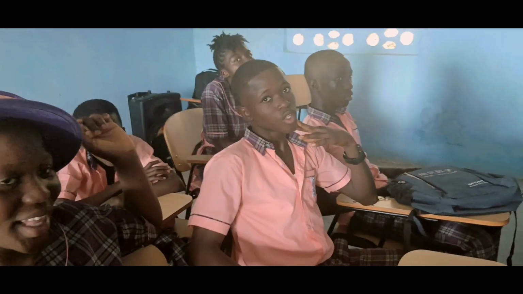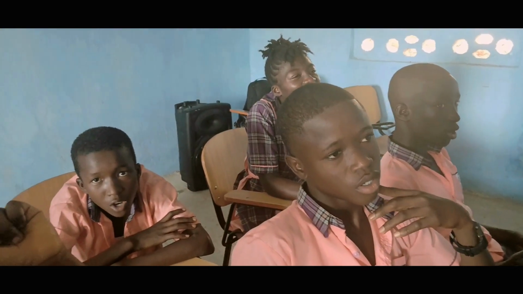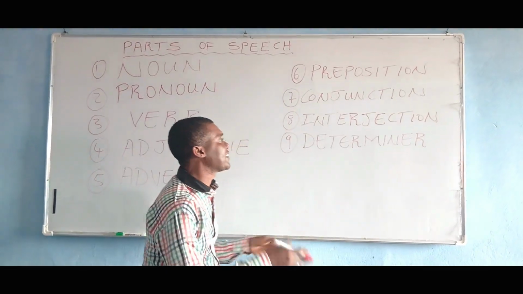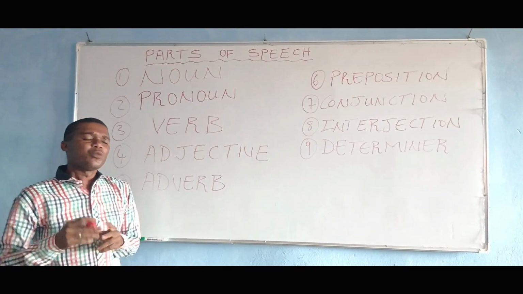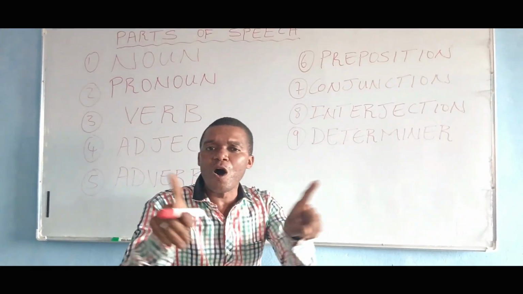Conjunction. Let me hear you say conjunction. Yes, sir. Can you please define conjunction for me? A conjunction is a word or a phrase that connects words or sentences.